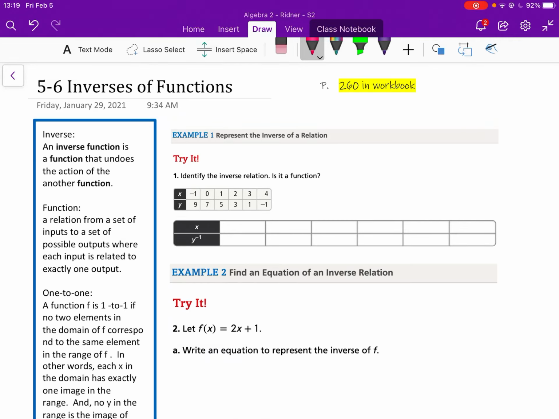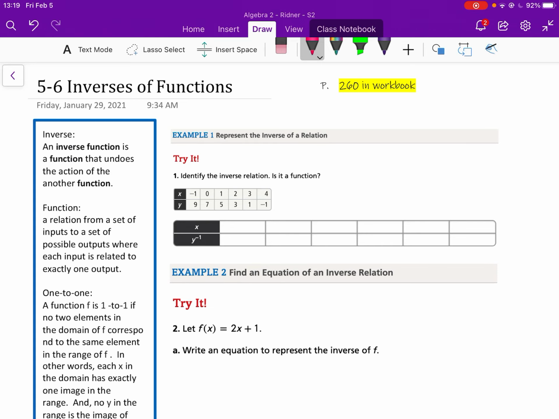Alright, 5-6, the last section of topic 5, is called inverses of functions. So an inverse is something that undoes a function, right? Adding undoes subtracting, multiplying undoes dividing, and so forth and so on. An inverse is the function that undoes the action of the other.